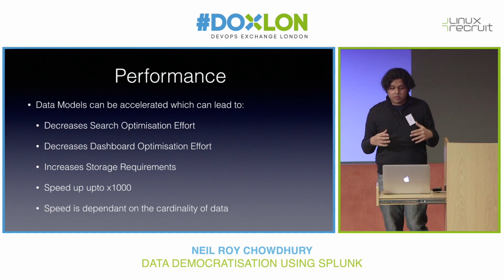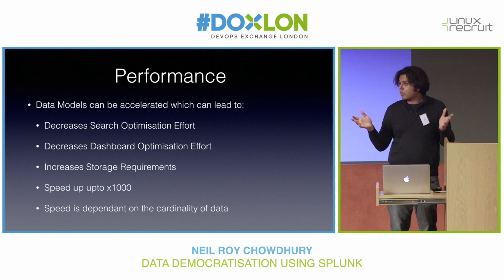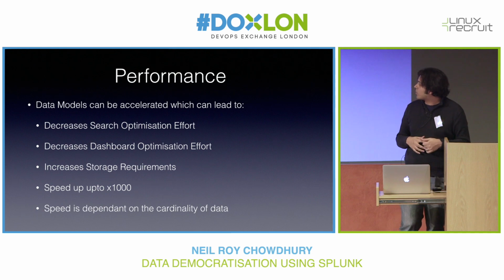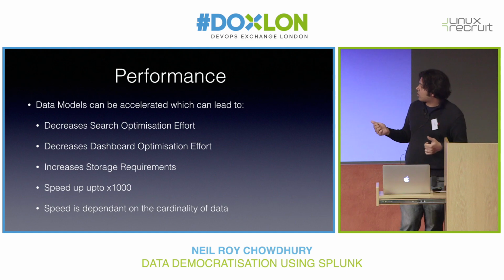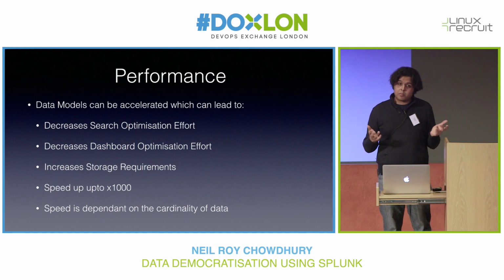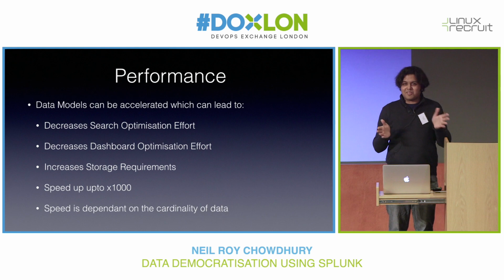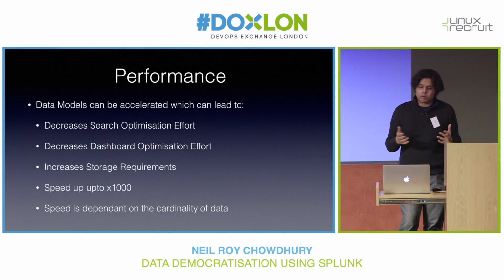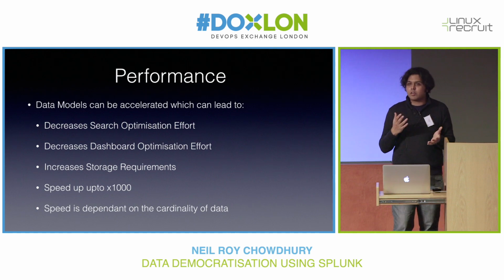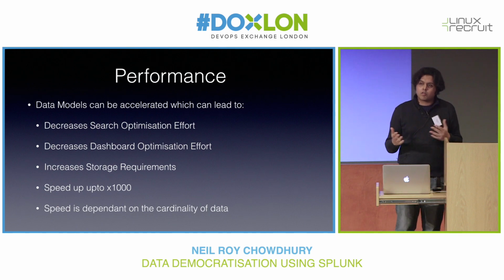And as a result, since everything is a search in Splunk, it also decreases your dashboard creation effort. But you don't get something for nothing. When you turn on data model acceleration, it increases your storage requirements, but it speeds everything up by about 1,000 times. Don't quote me on that, but those are some metrics out there. Typically, in the real world, what I've seen is that with high cardinality data it will run 3 to 4 times quicker. Low cardinality, about 100, 200 times quicker.